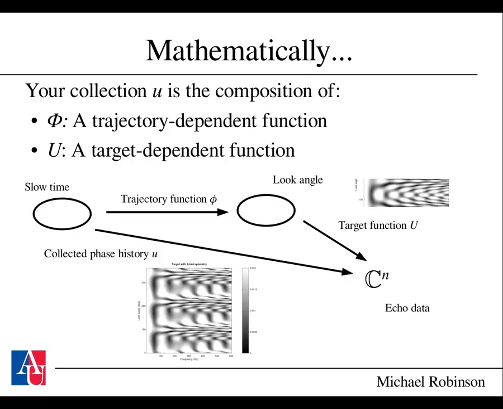So mathematically, what this means is your data that you've collected, your echo data, is a composition of a trajectory function describing how the sensor moved, and some kind of target-dependent function. Ultimately, this composition is what we want to study, and we want to perform our classification on the target function alone, ignoring the trajectory function, because that has nothing to do with the target.